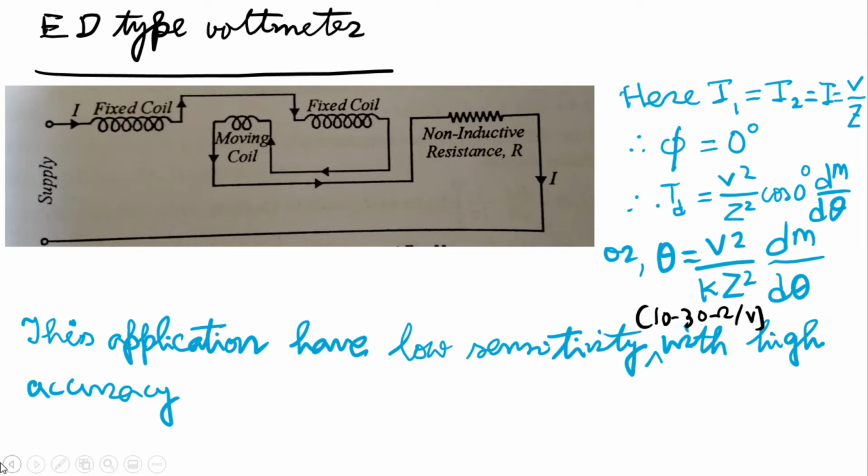Okay, so this is the application, but one thing, that the electrodynamometer type voltmeter has very low sensitivity, in the range of 10 to 30 ohm per volt, but the accuracy is high, that is okay, but the sensitivity is very low.